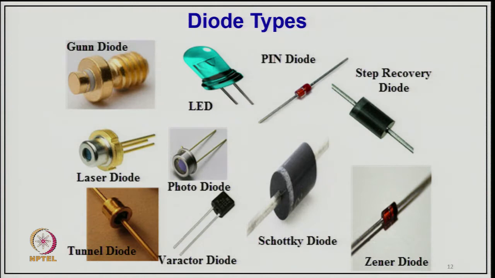The diodes used for rectification, there are many types of diode, as you can see: Gunn diode, LED diode, which uses an LED. Most of you might know that today lighting systems are based on LEDs, earlier we were using them for signaling. Then PIN diode, step recovery diode, laser diode, photodiode, tunnel diode, varactor diode, Schottky diode, and Zener diode.